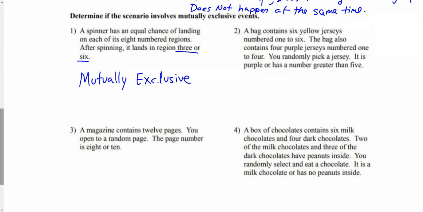So here's another one. It says a magazine contains 12 pages. You're going to open it up to a random page. We're going to try to find the probability of landing on page 8 or page 10. Is it possible to land on both page 8 and page 10 at the same time? So there's no doubles, right? It didn't happen at the same time, so it is mutually exclusive.